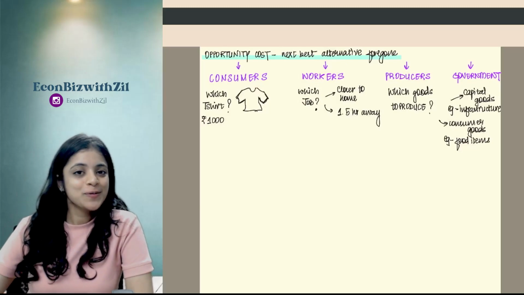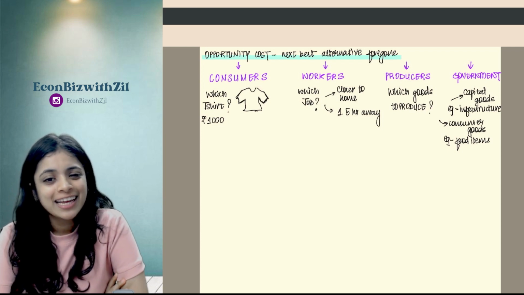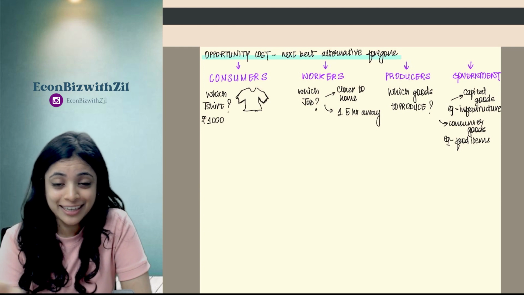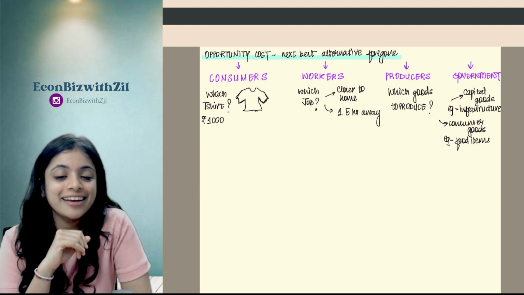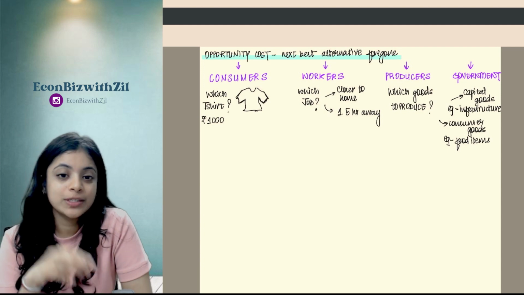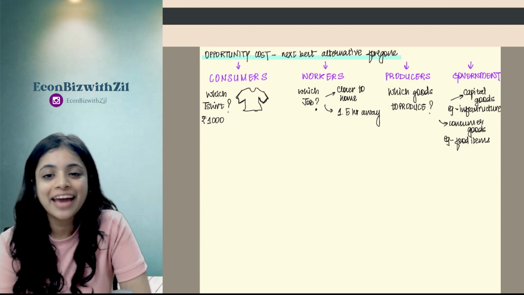Okay, so we move on to our next chapter, which is chapter 3, opportunity cost. It's a very brief chapter. Everything that you see on the screen is about it. This is your chapter in its entirety. We're seeing what's the impact of opportunity cost in the decision making of consumers, workers, producers, and government.